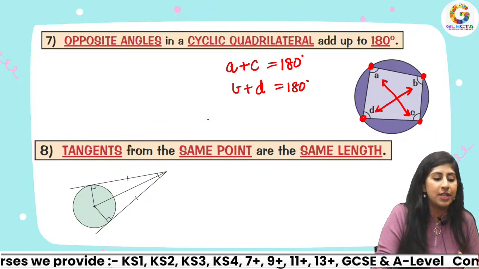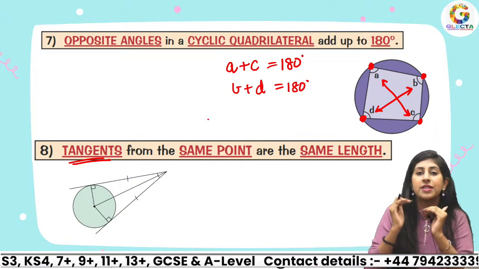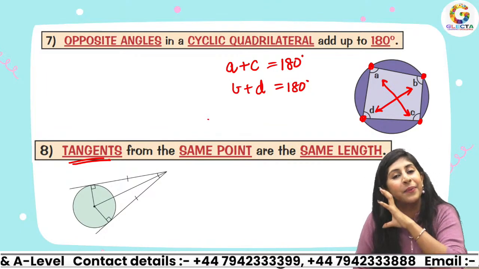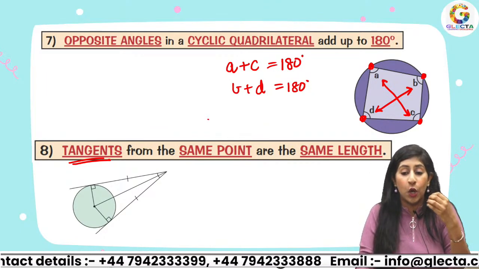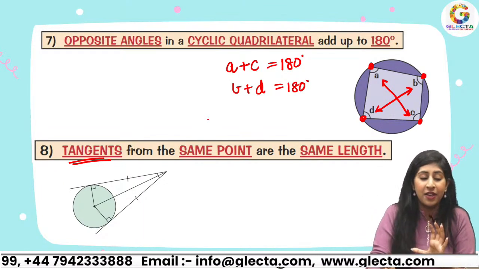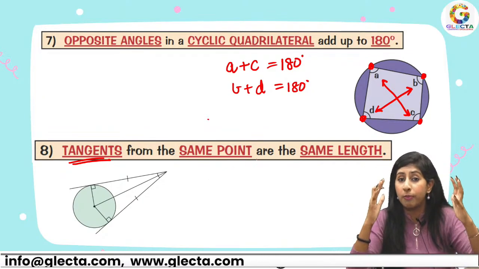Then coming on to the next property, tangents from the same point are the same length. Now this is a property I would say that whenever you're doing questions, we skip this property, we cannot look out for this property, it's difficult to judge this property, right? So how can we remember it? With the help of a rhombus. Keep a rhombus in your mind.